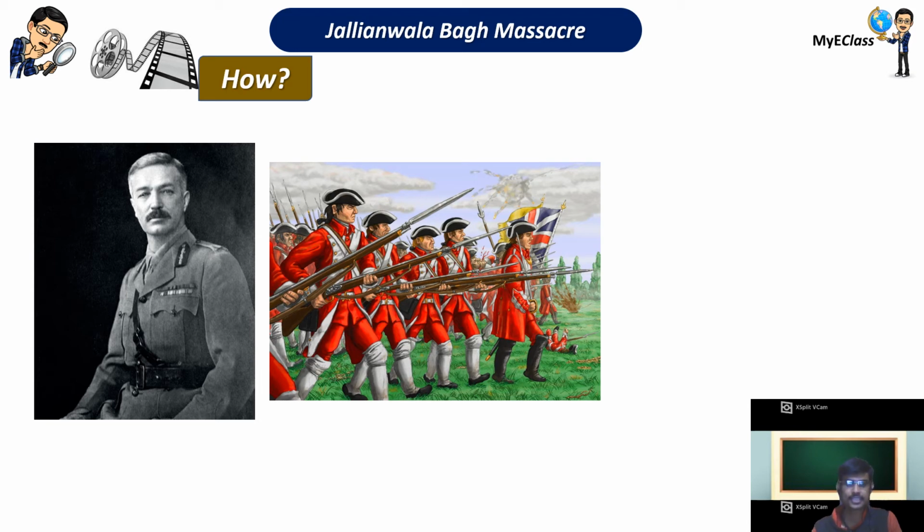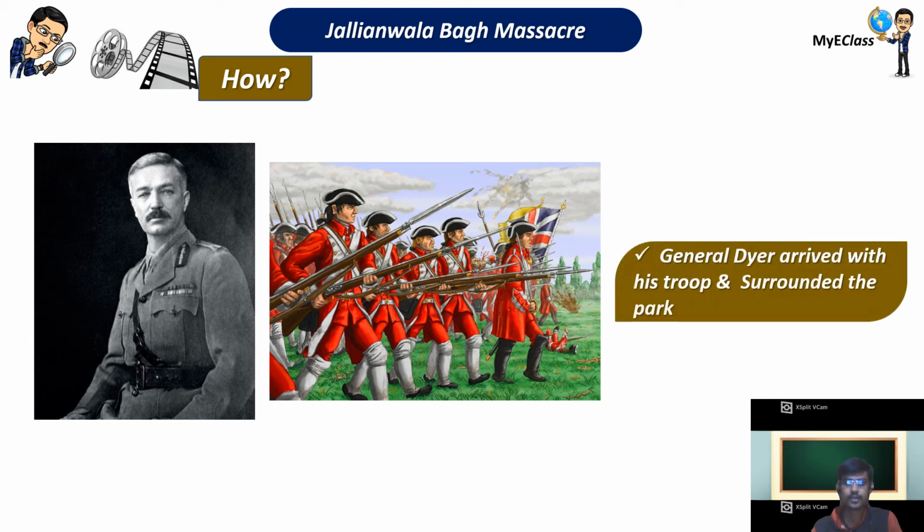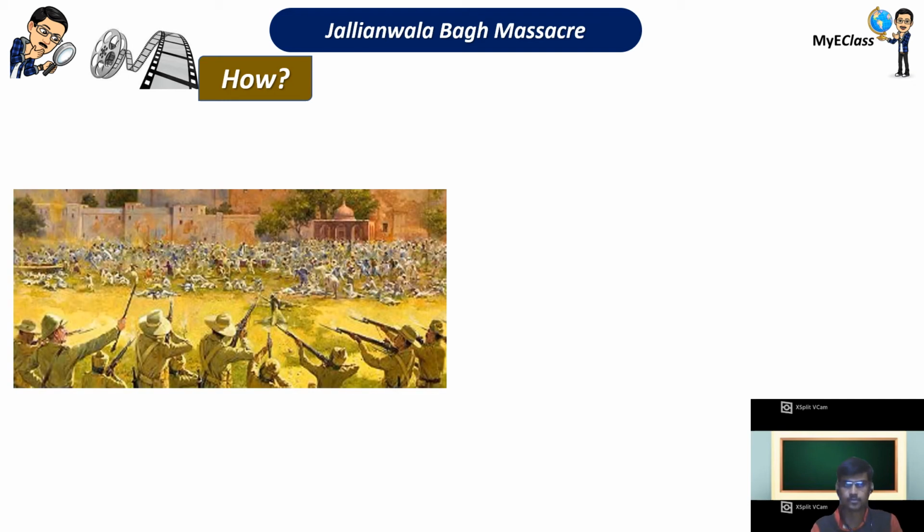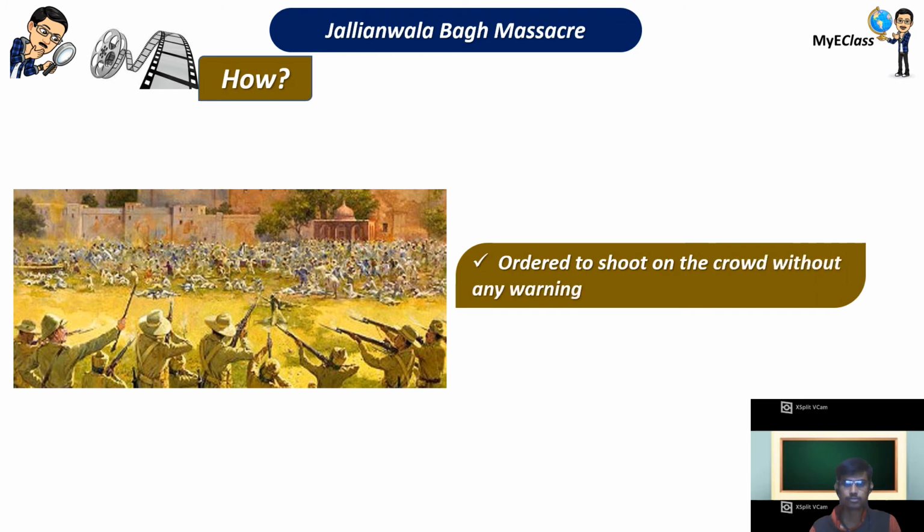Absolutely, it's General Dyer, who came to the spot with his troop and surrounded the park. General Dyer came with the intention to punish the people. So he did not give any warning to the people who had gathered at Jallianwala Bagh Park. Instead, he ordered his troop to shoot on the crowd, and the firing went on for several minutes until the ammunition of the British exhausted.